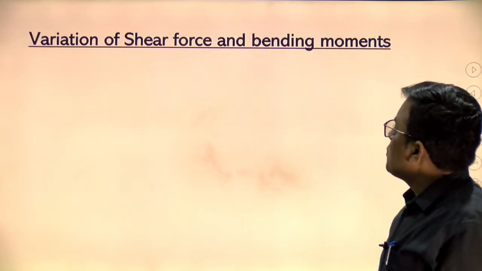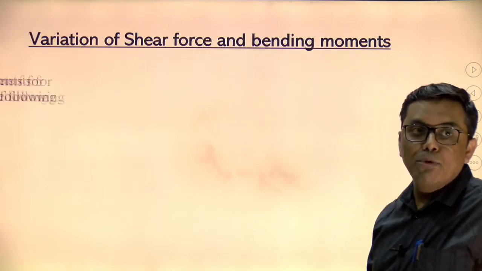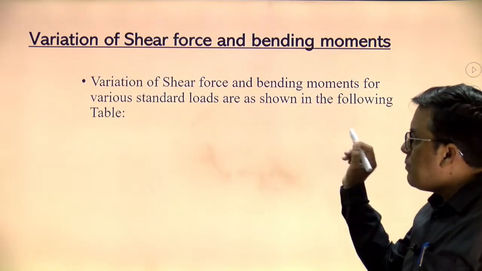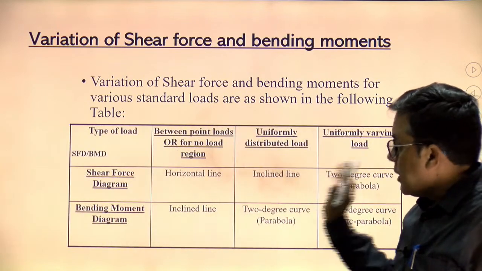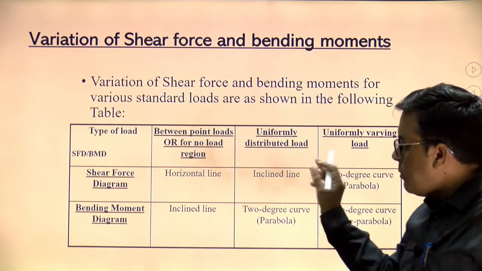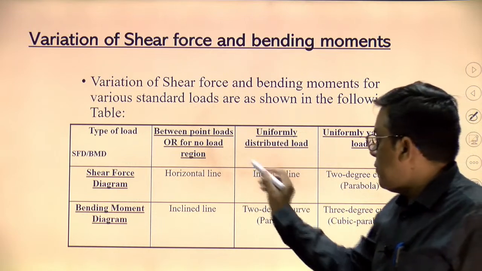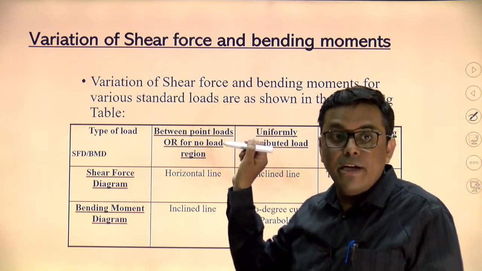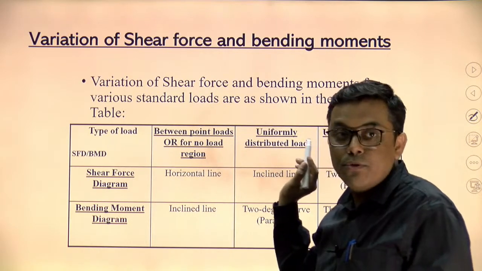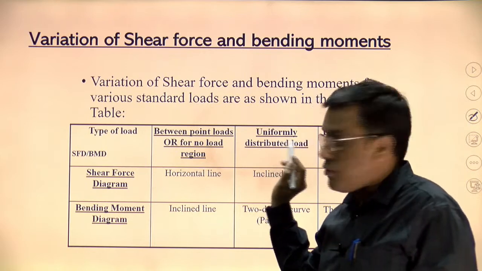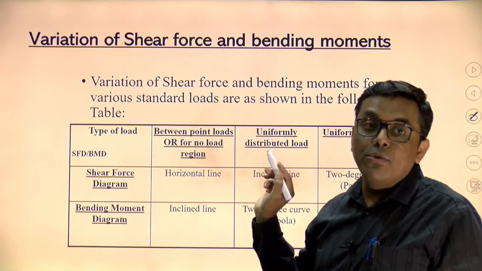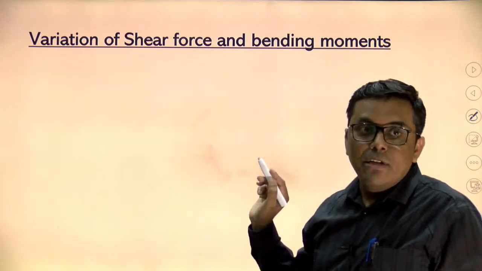Now I am coming to a very important point: the variation of shear force and bending moment for various different types of loads. The table is already available here. But how do we get this? Either someone memorizes that for this type of loading condition this will be the variation of shear force, a horizontal line or an inclined line, or we are able to write the equation. So let me come to the pure mathematics.